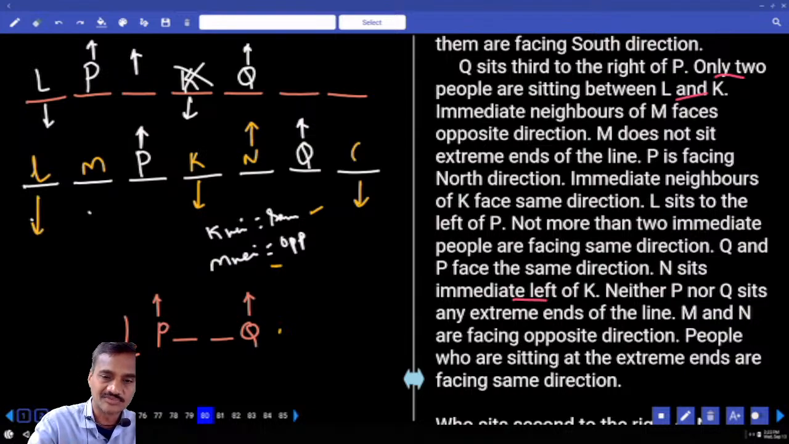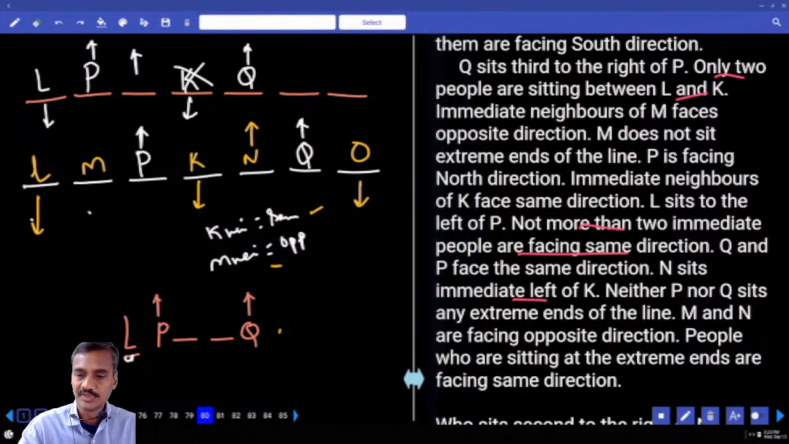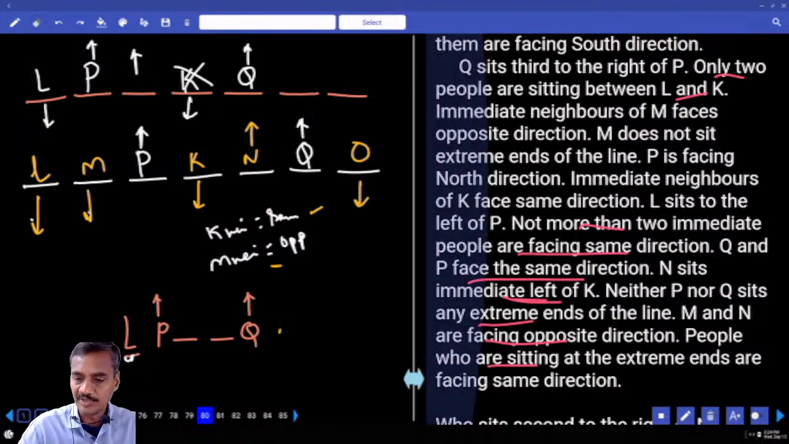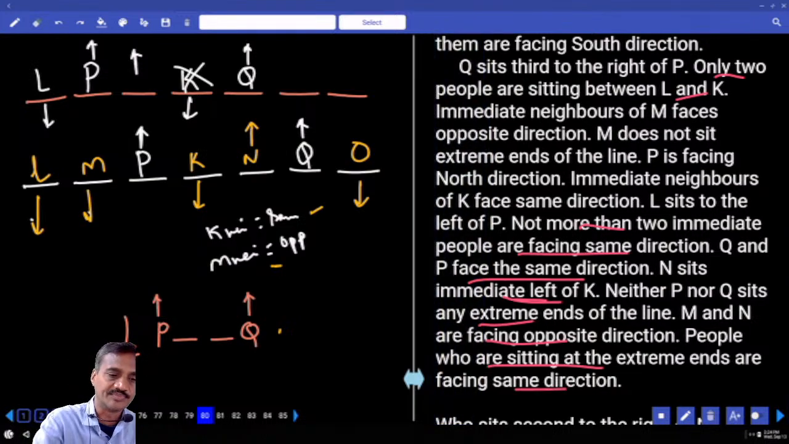Then who is the person left over here? O is the person left. Then not more than two people, and Q and P are facing the same direction, and N sits to the immediate left of K, and neither P nor Q are the extreme ends of the line, and M and N are facing opposite. N is facing north and M is facing south. People at the extreme ends are facing the same. L and O are facing the same direction.